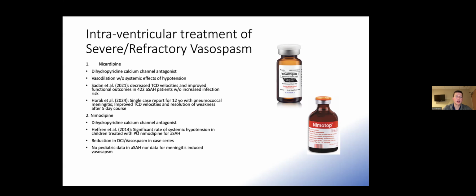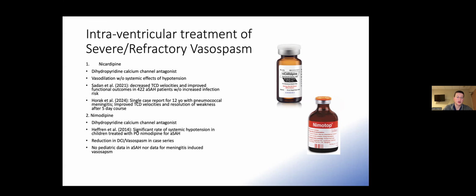The second medication that has been theorized to have benefit as an intraventricular treatment is nimodipine, which is, like Cardene, a calcium channel antagonist. What's extensively noted in both the adult, but in particular the pediatric literature, is the significant rate of systemic hypotension when children are given PO nimodipine, this being in a study of aneurysmal subarachnoid hemorrhage.